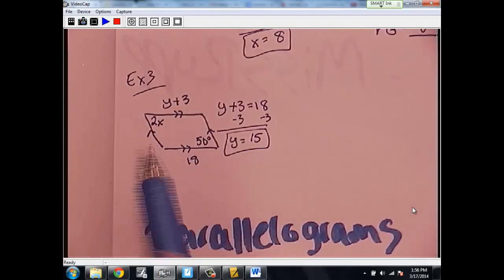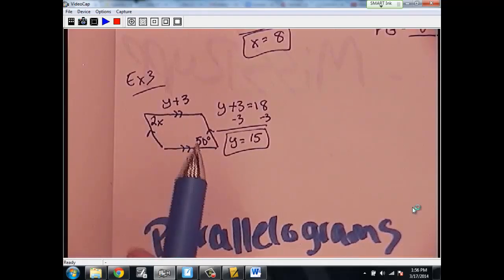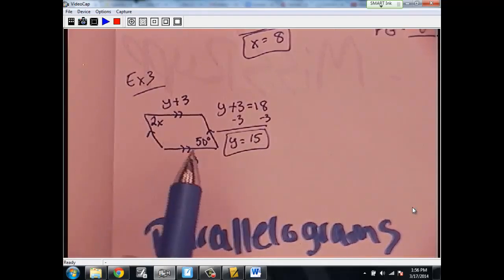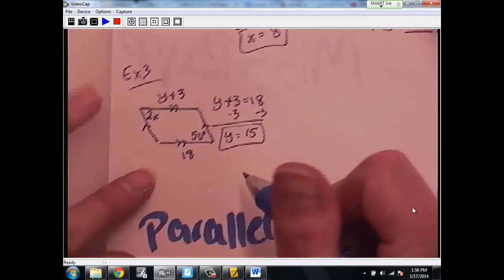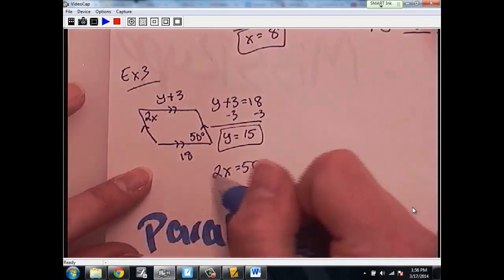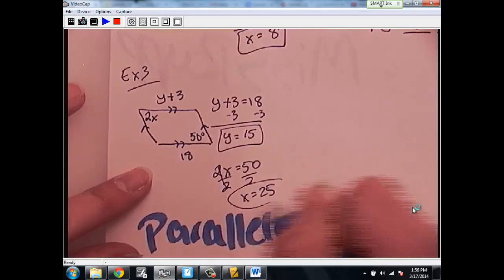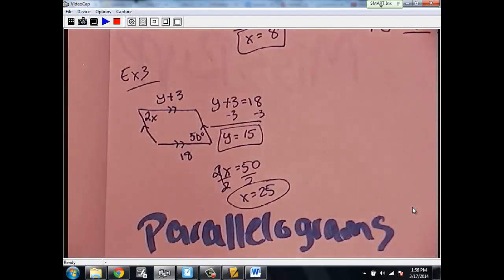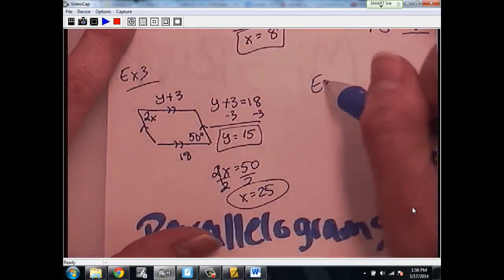And then we look at x. So, what do I know about this angle and this angle? They're opposite and they're congruent, or they're equal. Opposite angles are equal, opposite angles are congruent. So set it equal. 2x equals 50. Divide by 2. X equals 25. Does it work? 2 times 25 is 50. 50 equal to 50? Yeah. Last one.